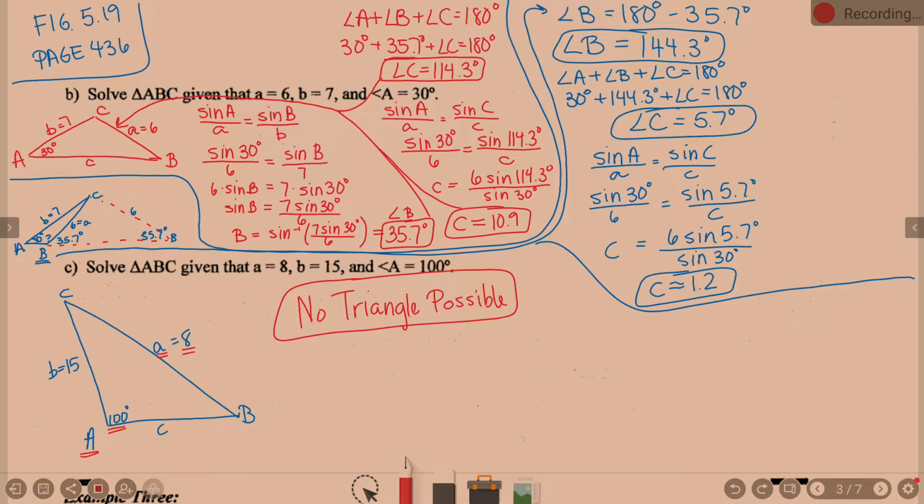I'm going to write that note here: obtuse angle must be opposite the longest side. Okay?